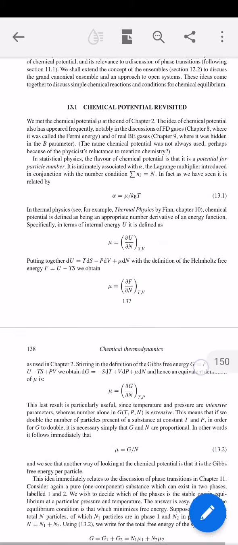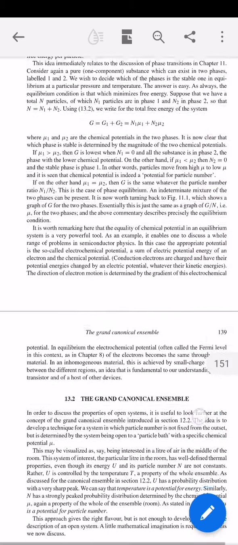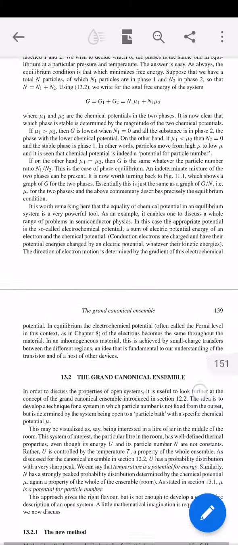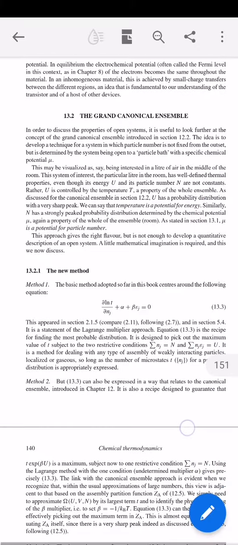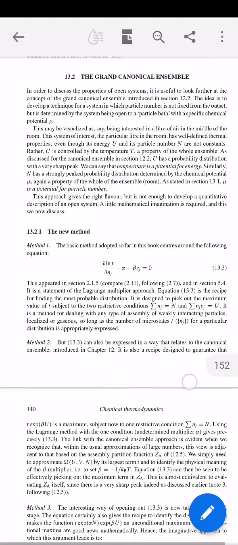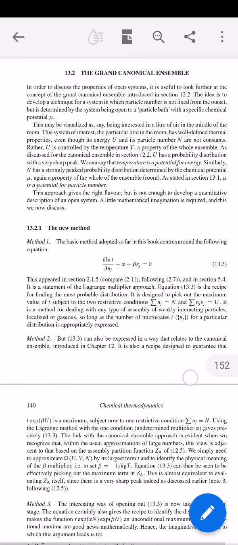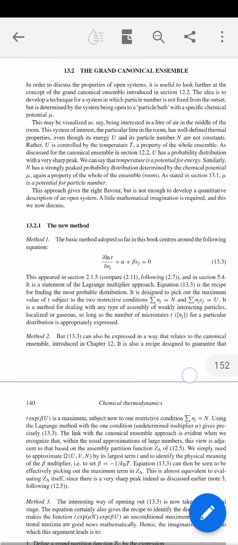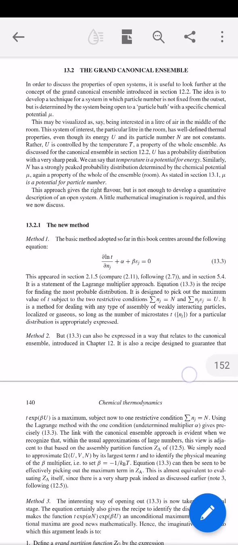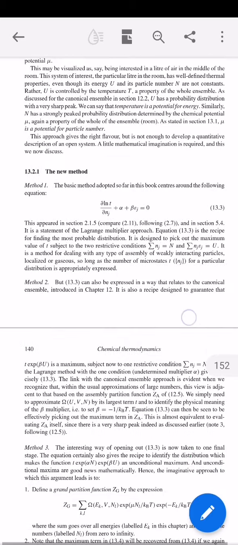Chemical potential revisited, equation, Gibbs free energy, Gibbs total free energy, grand canonical ensemble, partial derivative, natural log of t, partial derivative n, j plus alpha plus beta epsilon j. Nice.